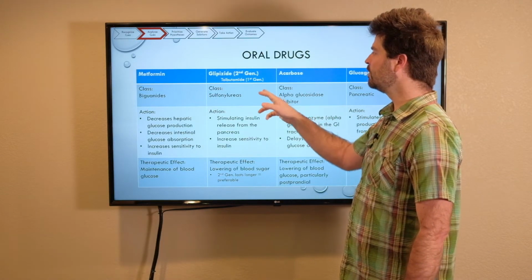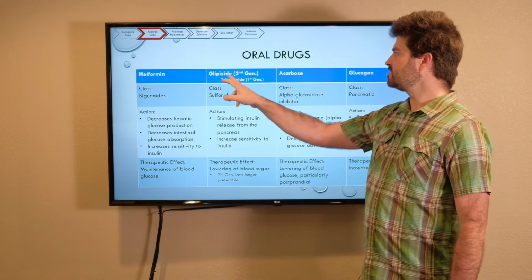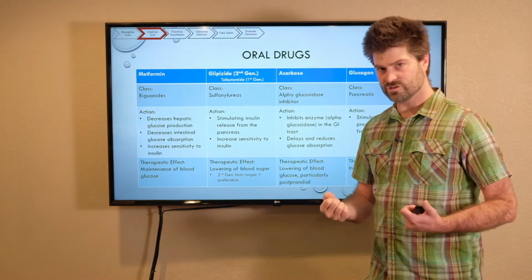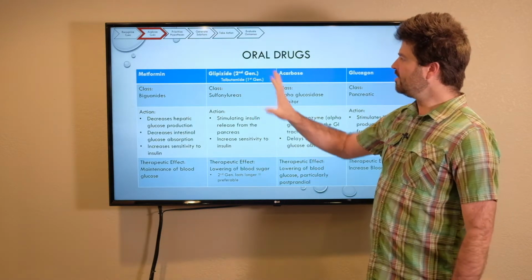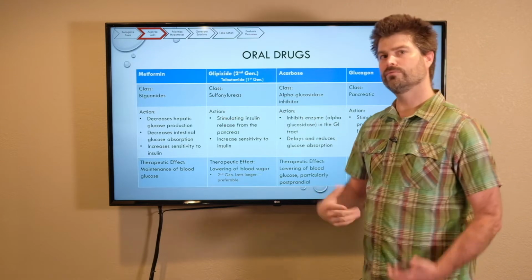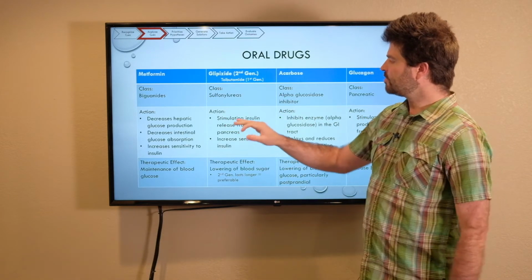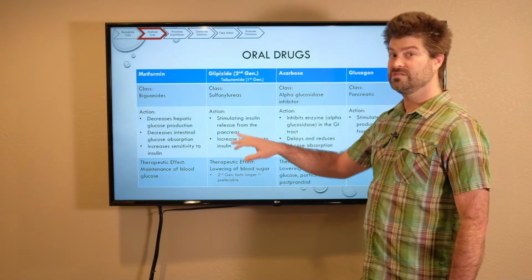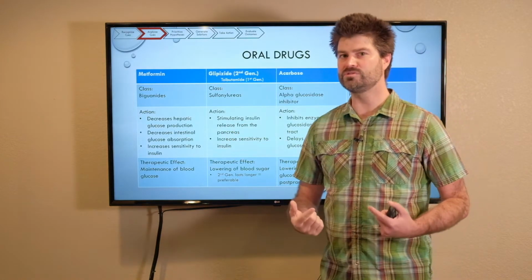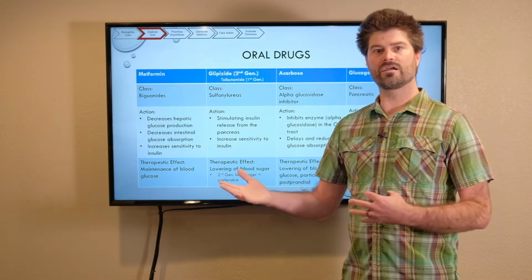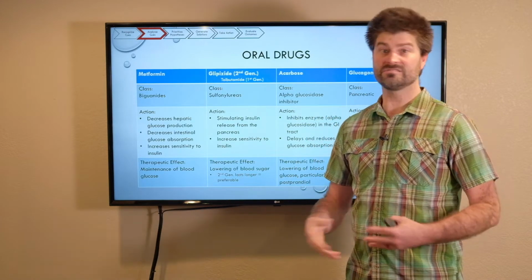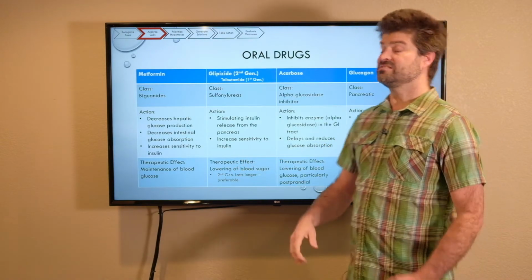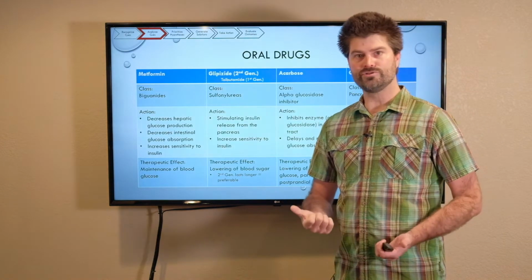Moving over to our sulfonylureas, we've got our second generation glipizide and tolbutamide, which is our first generation medication. The way our sulfonylureas really work is they're going to be stimulating insulin release from the pancreas. So this means that the body has to be capable of producing its own insulin. So this is not going to be effective for any type 1 diabetics because they're not producing any insulin. It's also going to increase sensitivity to that insulin that is produced.